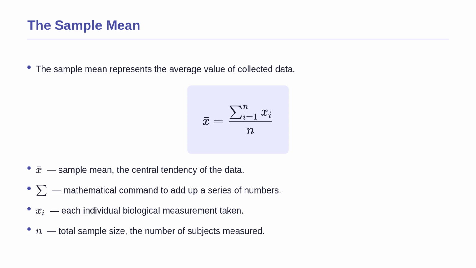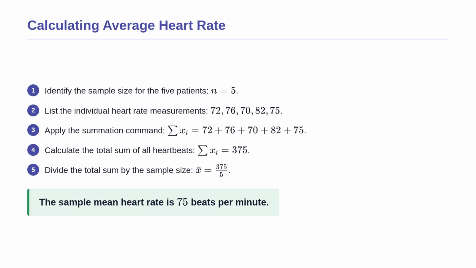If the sample size n increases, our calculated mean becomes a much more reliable estimate of the true biological reality, because we are basing our conclusion on a larger amount of evidence. Before we move on, let us see this formula in action with a concrete example.